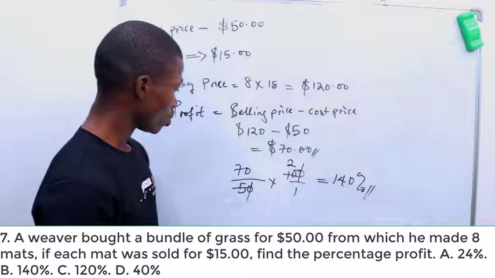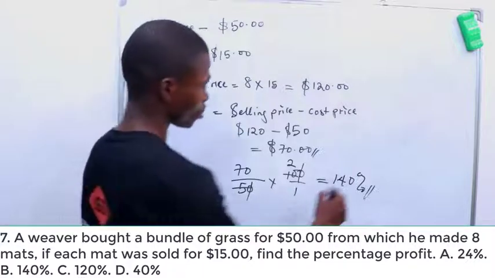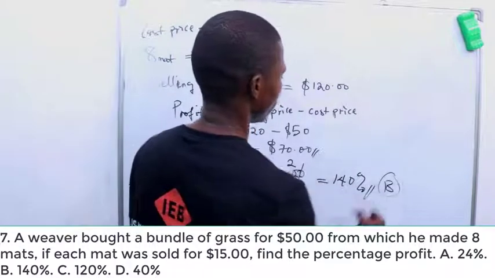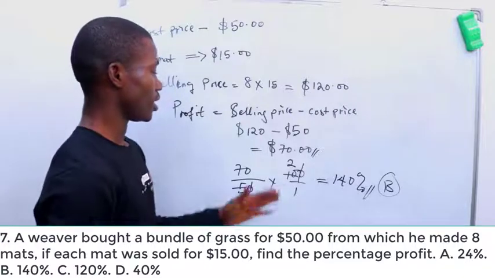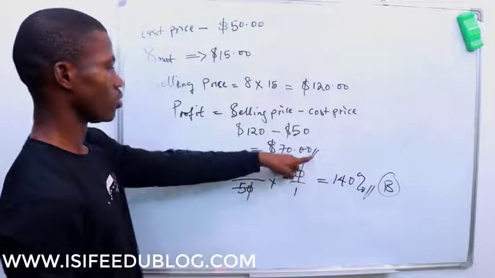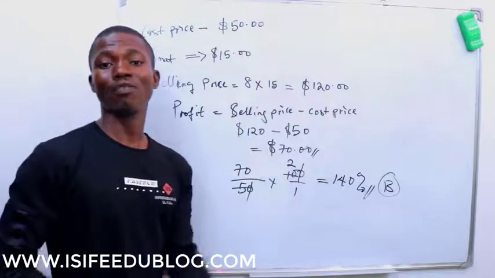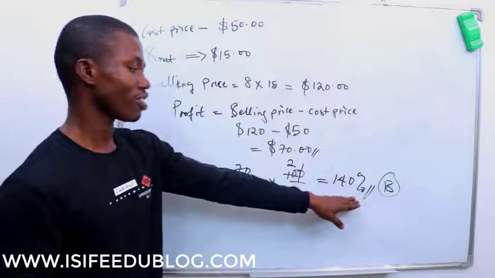So we go over to the options, that is option number B. So our answer is option number B, 140%. That is the profit percentage. Don't stop here. Many students do stop here. This is your profit. You have to convert it to percentage. This is profit, and now this is profit percentage.